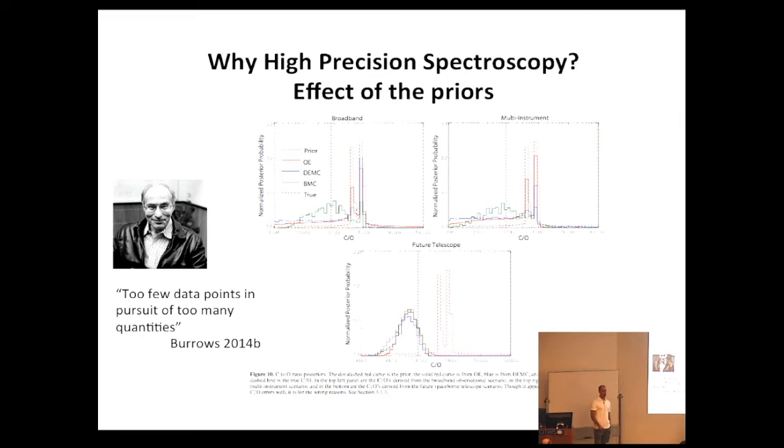Right, if the thing you really care about is the C to O ratio, you just put the C to O ratio as the parameter you're solving for, and then your uniform prior on C to O perhaps doesn't cause this problem. The problem comes if you're solving for these molecules, but if you care about the C to O, then the uniform priors combine together to give you this funky thing.